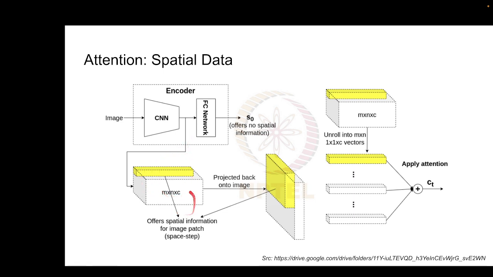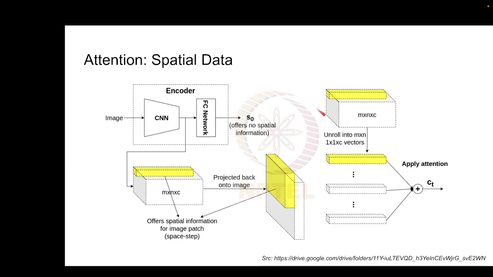Suppose the output of the CNN is some m cross n cross c tensor, where c is the channel size. We have seen even in object detection that these can be projected right back onto the image. There is a receptive field, and we can project these to the original image. Now, in order to perform attention, we take this m cross n cross c tensor and take each of the channel vectors.